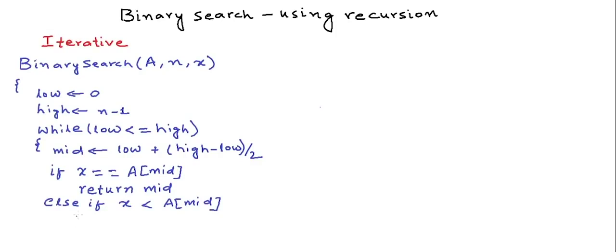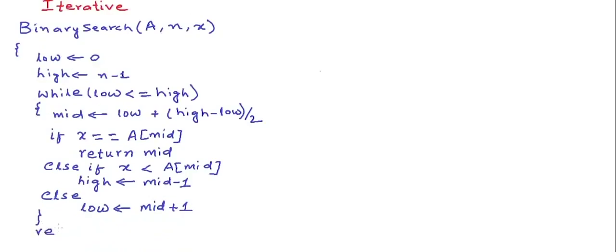Else if x is less than the mid element, we adjust high to mid minus 1 to say that we discard anything which is on or after mid, because x is less than the middle element and the array is sorted. Else if x is greater than A[mid], which should be implicit here for the third condition, we set low as mid plus 1. And if we come out of this while loop without finding anything, we return -1 to say that x does not exist in the array A.